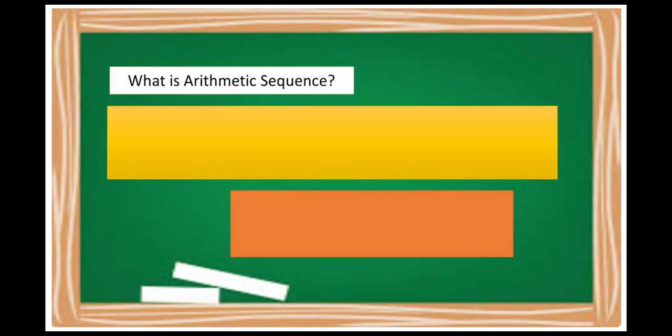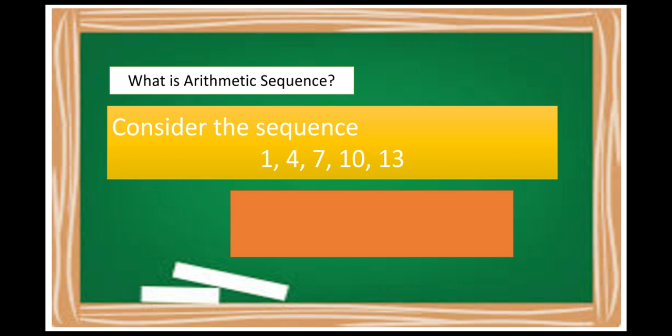So what do we mean by this kind of sequence? Let's say, for example, you are given the sequence 1, 4, 7, 10, 13. What have you noticed about this sequence? As we can see, the sequence has a gap. So the gap is called the common difference.